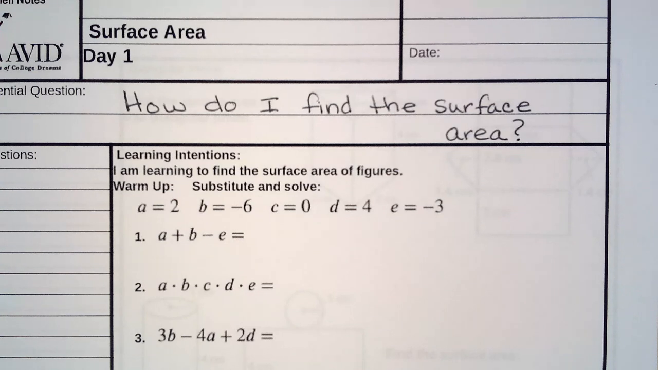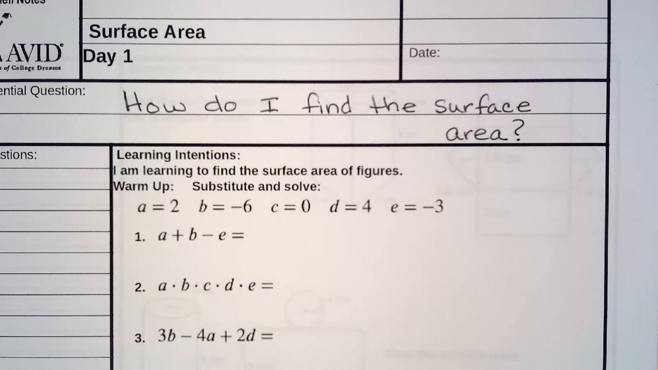Today we're looking at surface area. Your essential question is, how do I find the surface area? Learning intention. I'm learning to find the surface area of figures. Surface area is formula driven. You've got to know how to find the area of different types of figures to find the surface area.